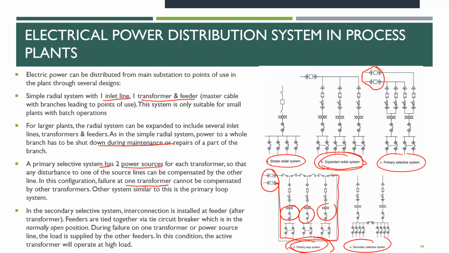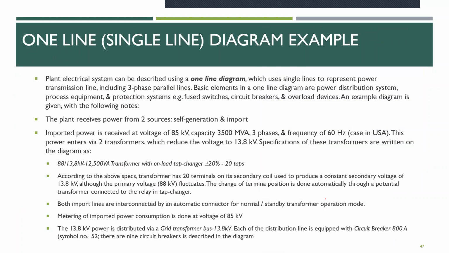Okay, so this is just for your information regarding the electrical power distribution system in process plants. We also have what we call one line or single line diagrams. In plant electrical systems, the descriptions of the electrical system distributions can be simplified. We call it a one line diagram, which uses single lines to represent power transmissions, including three phase parallel lines.